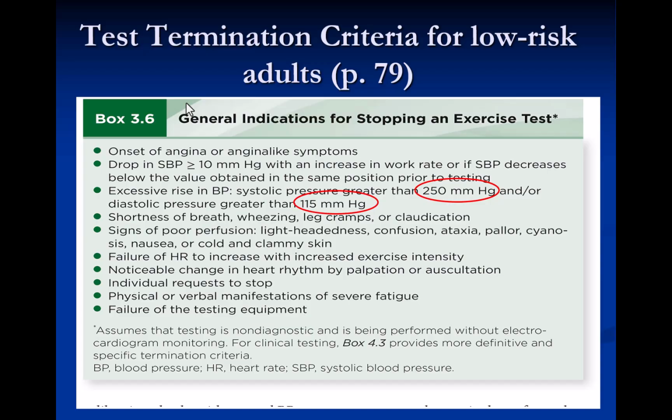So onset of angina, again, this is in what we would consider a healthy person. So if a healthy person starts having chest pain, you'd want to stop. Drop in systolic blood pressure, that's not a good thing. So that would also be a reason to stop. On the other hand, an excessive rise, and I circled these numbers because I think these are numbers you should know. Systolic greater than 250, diastolic greater than 115, that's criteria to stop.